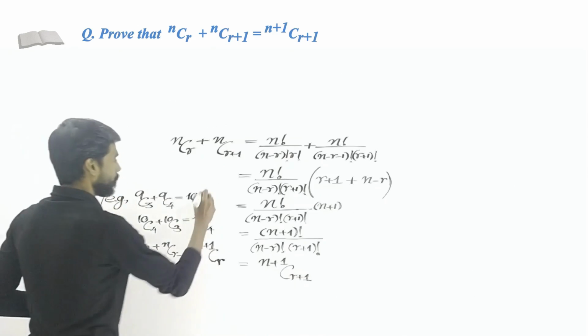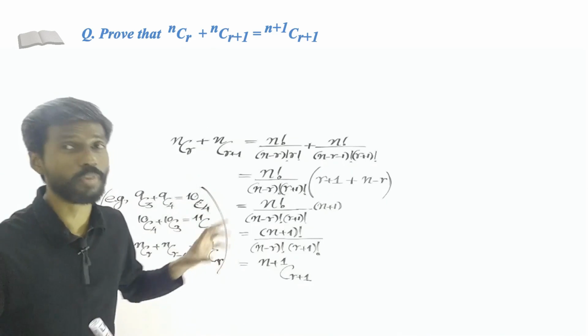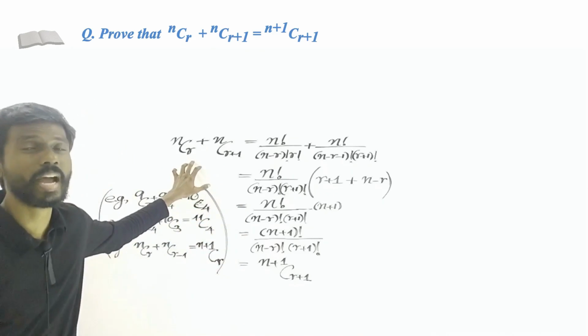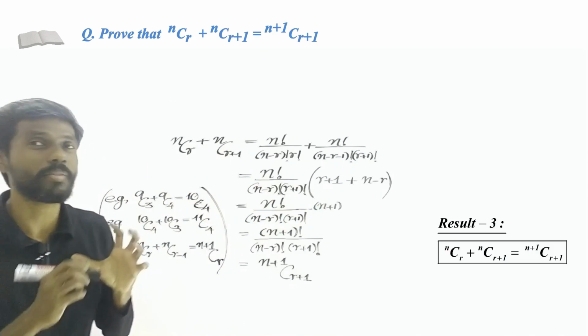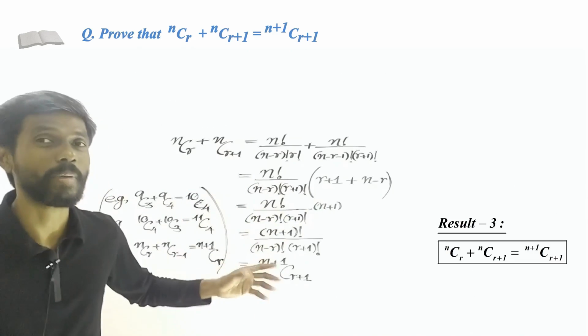These are just examples. This is how you prove this, alright? But this you should remember as a formula, okay? This is a formula that you have to remember. That is the next formula in our list. NCR plus NCR plus 1 equals N plus 1 C R plus 1, okay?